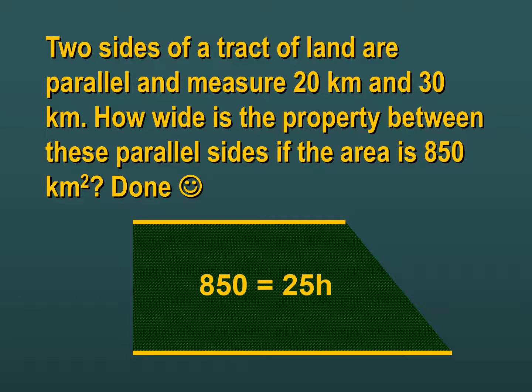After simplifying, we get 850 equals 25h, because 20 plus 30 was 50, and then half of that was 25. Now to solve for h, we divide both sides by 25, and that means h is equal to 34. We are talking about kilometers for our units, so the answer is 34 kilometers. That's how wide this property is. Go ahead and try some problems on your own.